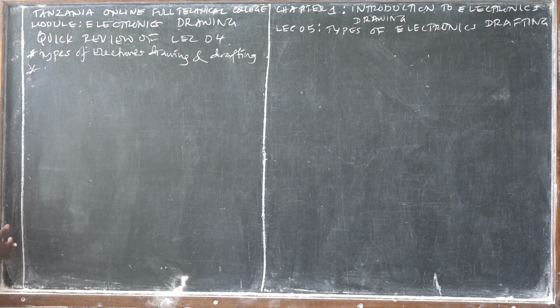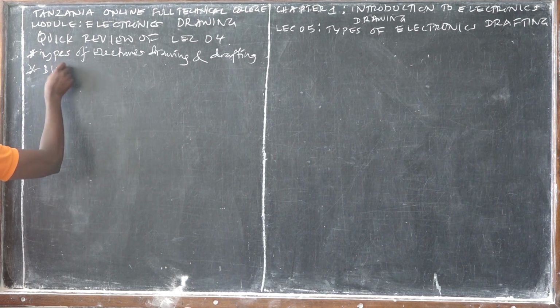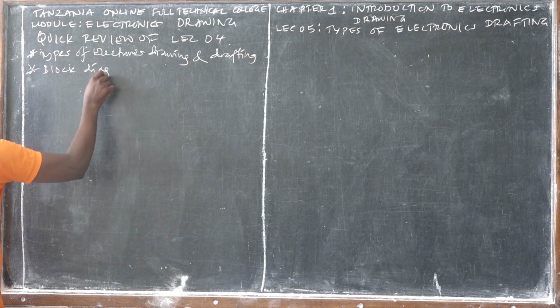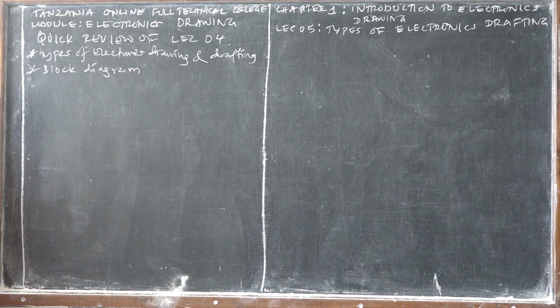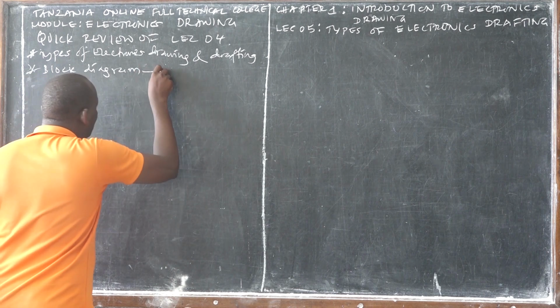Each of these drawings gives you important information concerning electronics. So each type of diagram or drawing is very important to give you particular information. The first type is the block diagram. This is the first type of electronics drawing.